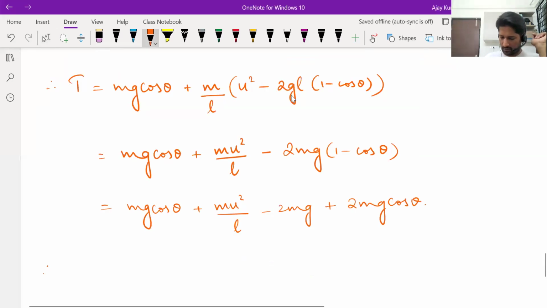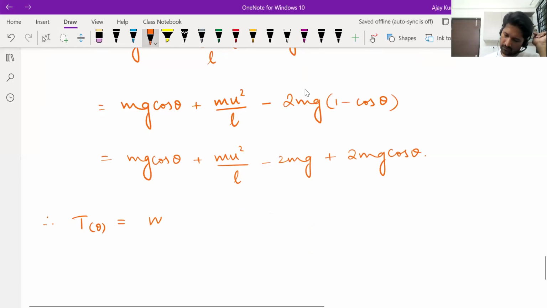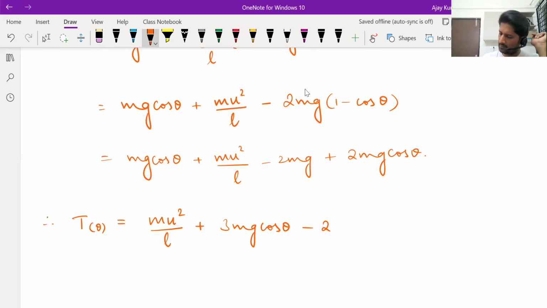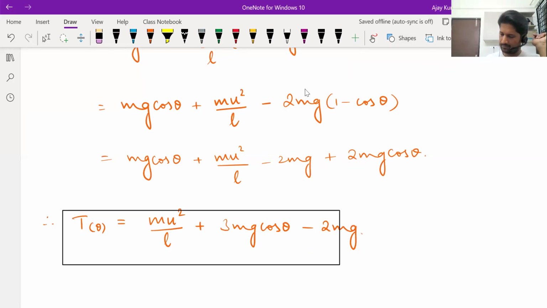Therefore, tension in terms of theta or tension at an angle theta will be, first we'll write this m u square by L term plus, how many mg cos theta are there? 3 mg cos theta minus 2mg. So with this you can tell the tension in the string at any angle.